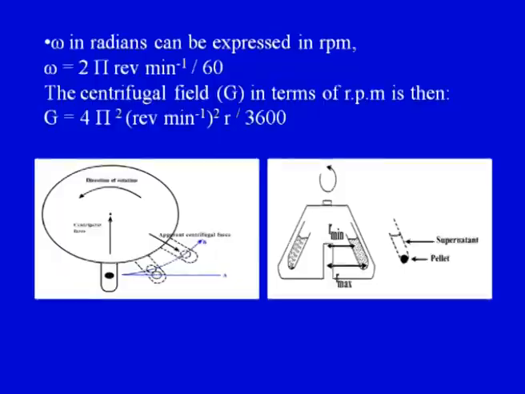Now, this angular velocity can also be expressed in terms of revolutions per minute. Omega equals 2 pi times revolutions per minute divided by 60. The g force or centrifugal field can be written as 4 pi square times revolutions per minute squared times r, divided by 3600, which is the square of the 60 here.